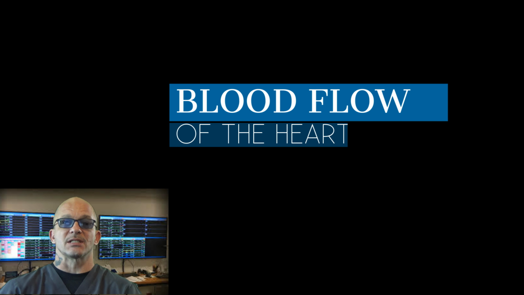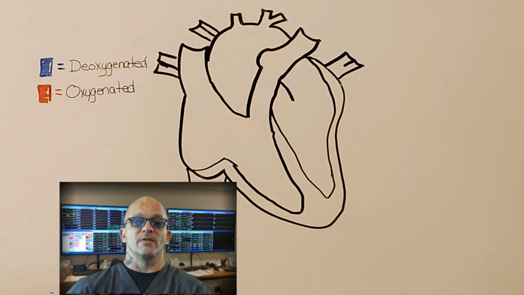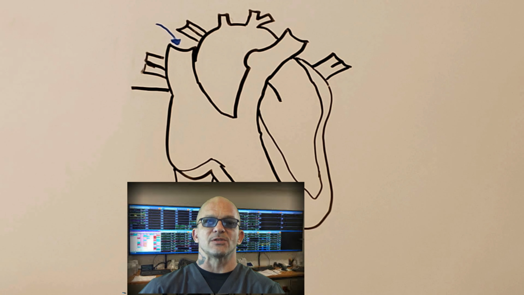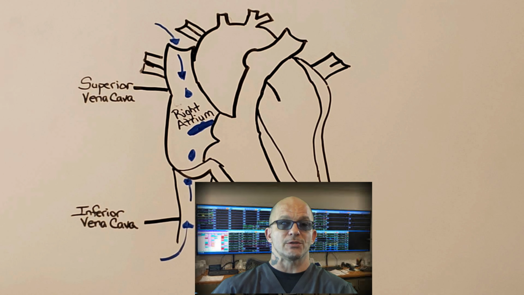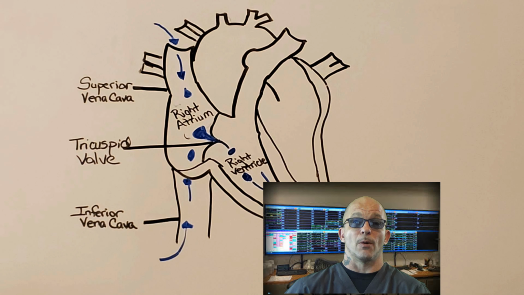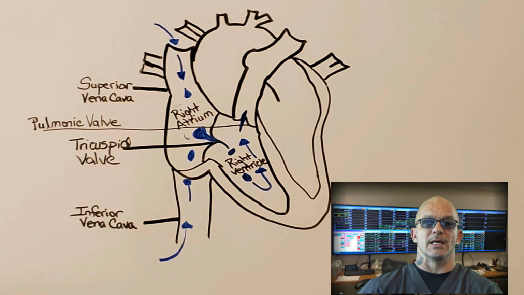Today, we will discuss the blood flow through the heart. Here is a quick illustration and review of the pathway of blood through the heart. The deoxygenated blood enters the heart through the vena cava, entering the right atrium. Then it passes through the tricuspid valve, flowing into the right ventricle, and is then directed through the pulmonic valve into the pulmonic artery and out to the lungs, where it is oxygenated.